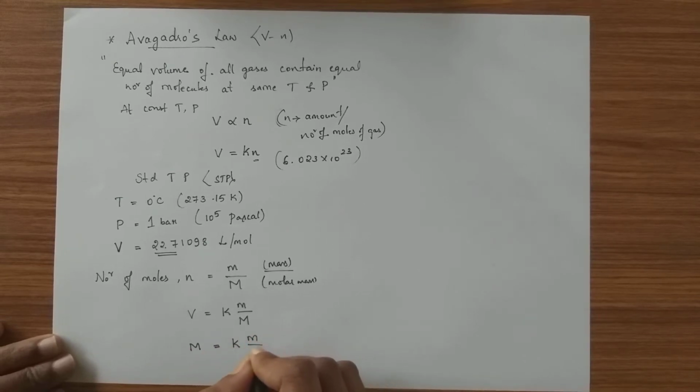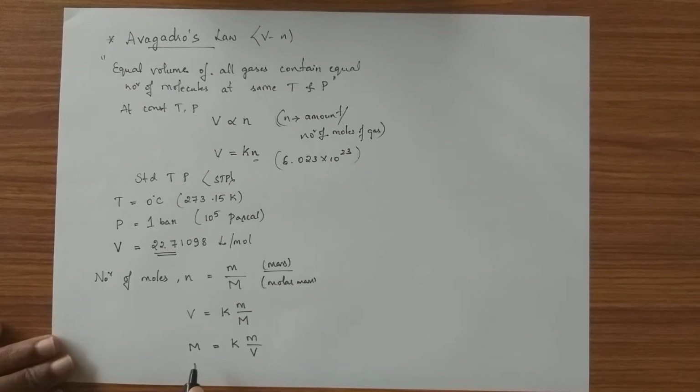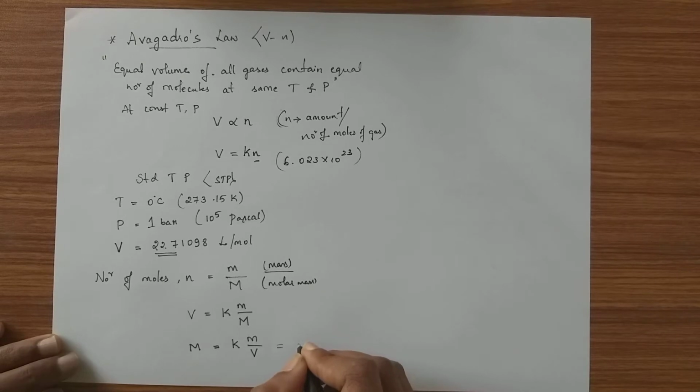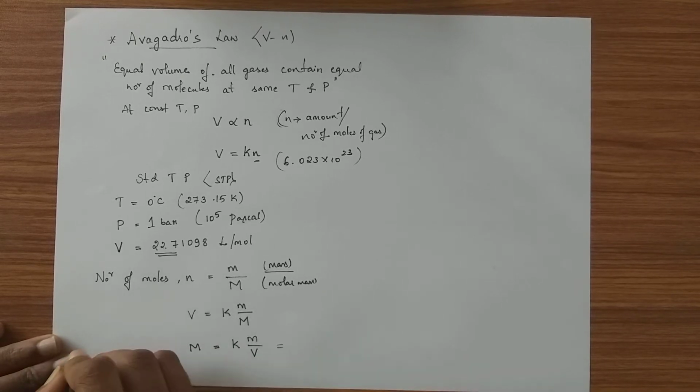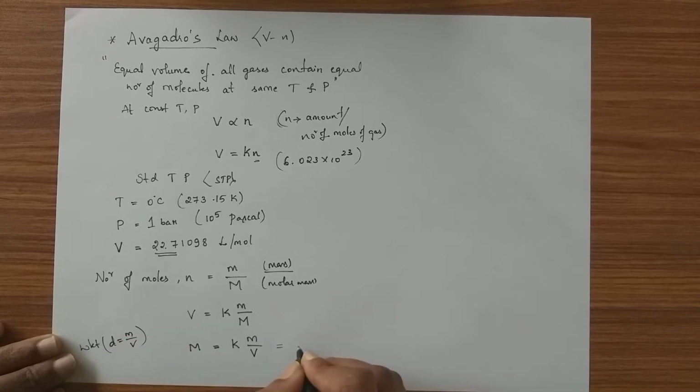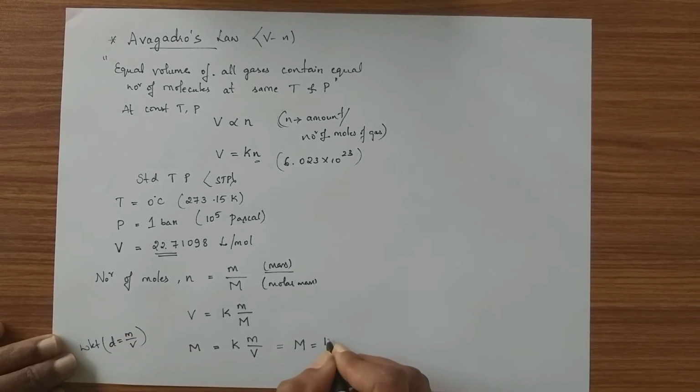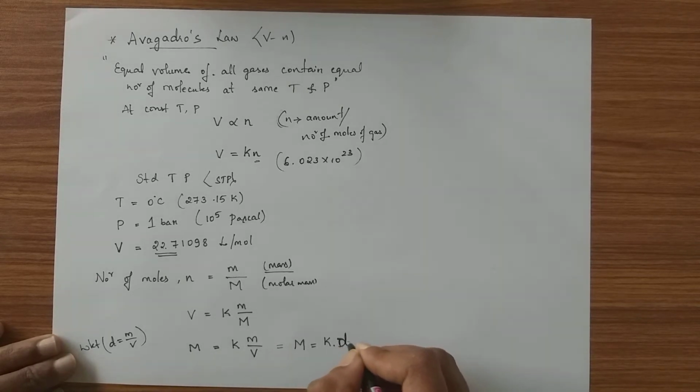So that gives M is equal to K m by V. Just a simple modification. So we get M is equal to K into m by V. That m by V we can call density, as we already know that density is equal to mass by volume. So M is equal to K into d. You write it better as small d only. So this is the relationship between molar mass and density.